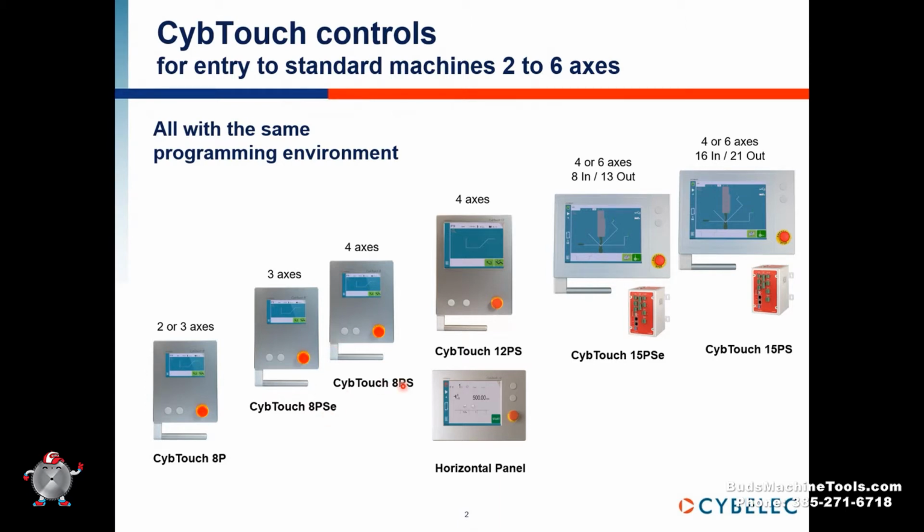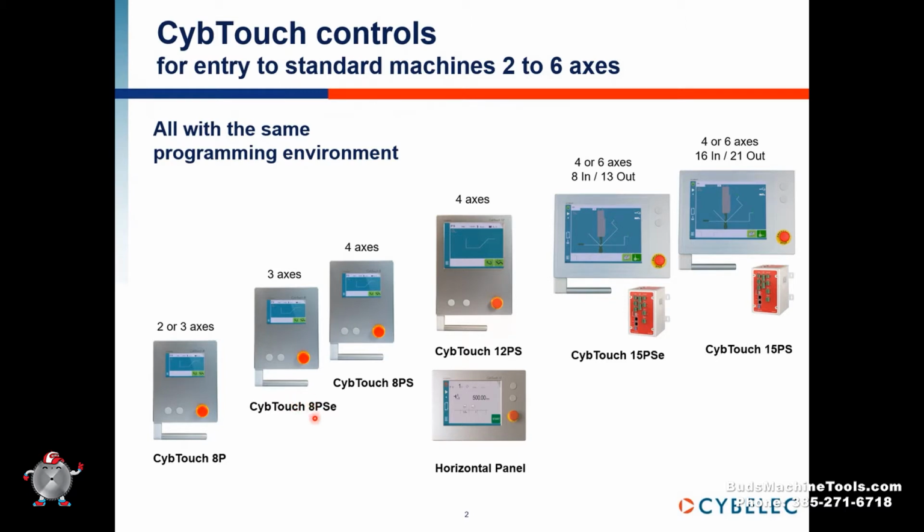There is then the Cybtouch 8 PS, which is for the same type of machine, for the same press brake, but it can go up to 4 axes. I will go into detail in all those Cybtouch a bit later on. If you have some questions, I might answer them a bit later on.